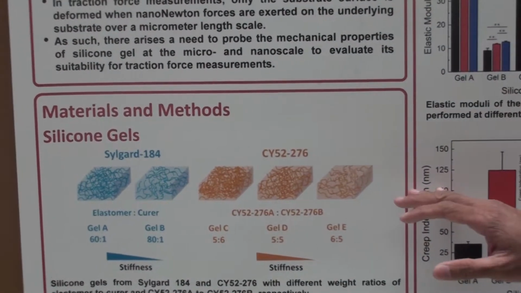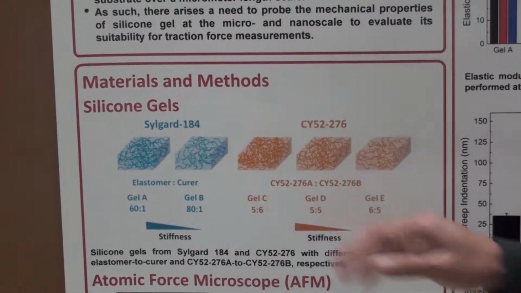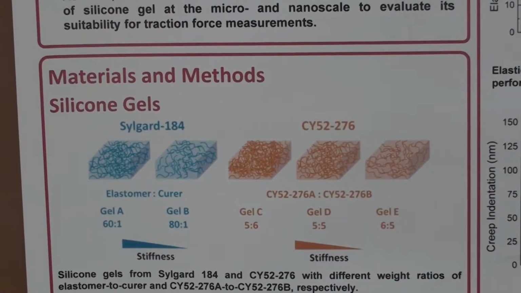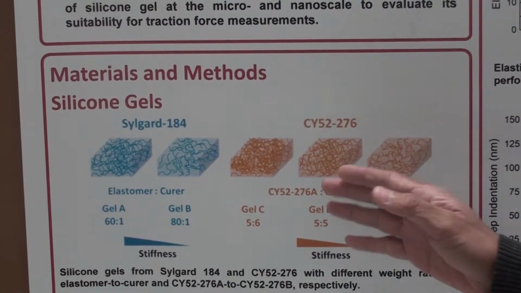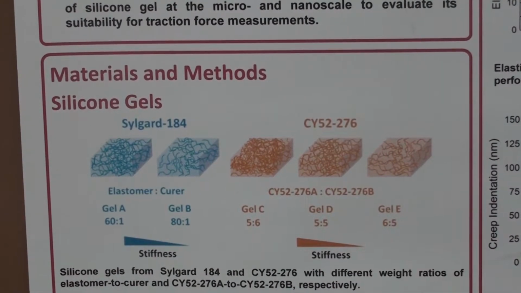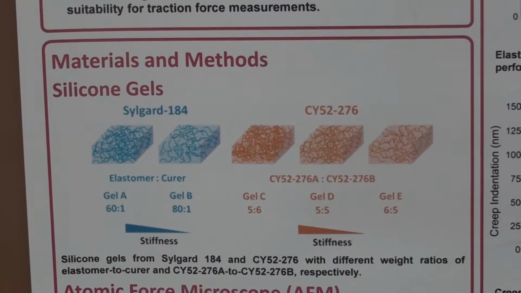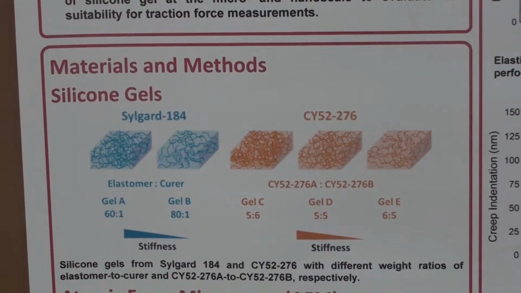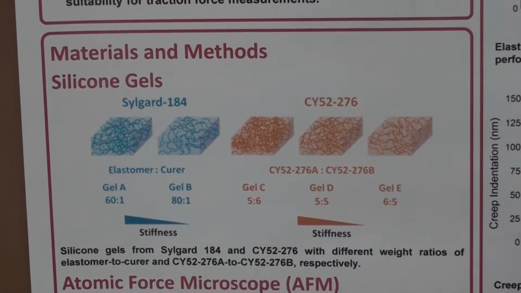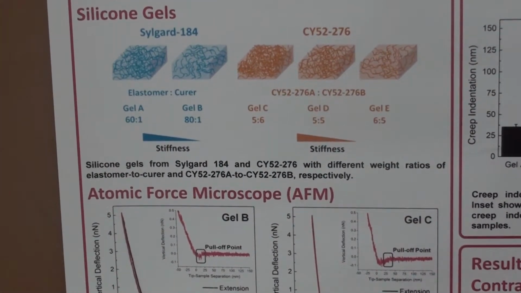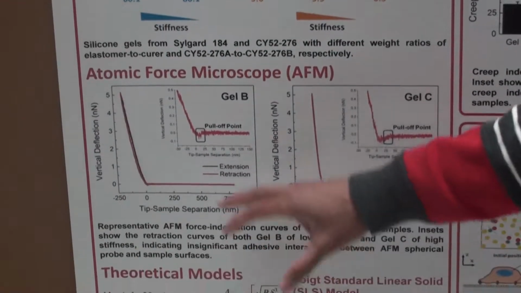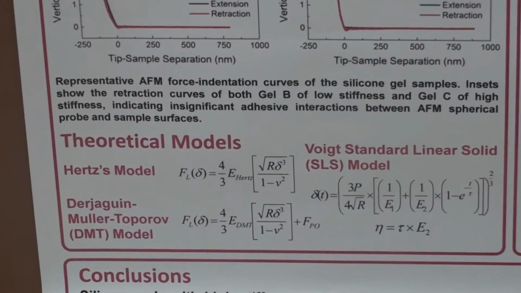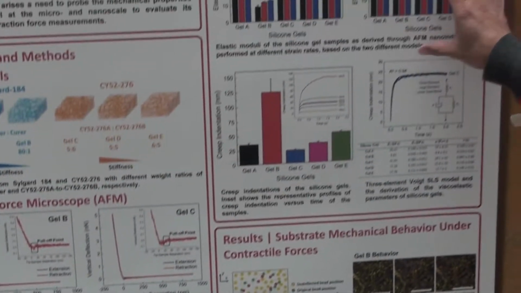So what we do is that we evaluate 5 different types of gels based on the different stiffnesses. And then we use atomic force microscope to probe the stiffness of these materials in order to evaluate whether they exhibit these time-dependent and strain rate-dependent responses or not. So based on the available theoretical models like Hertz model, DMT model, we extract the elastic modulus of these gels from the force indentation curve. And these are some of the results displayed here.